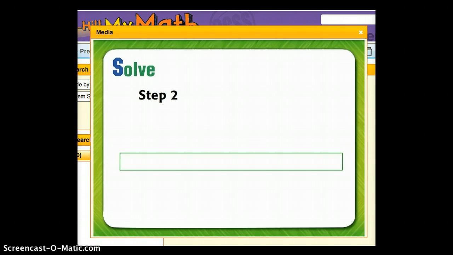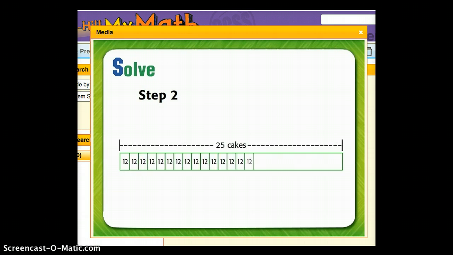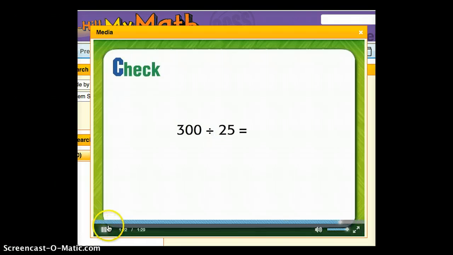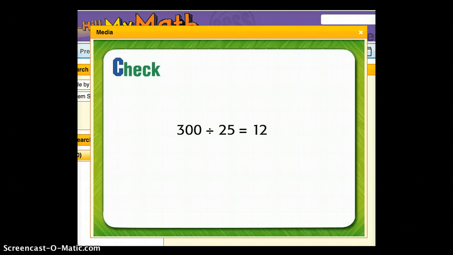Since each cake serves the same number of people, 12, we'll multiply the number of cakes, 25, by 12. 25 times 12 equals 300. Let's check our answer. Since 300 divided by 25 equals 12, and 12 is the amount of people served by 1 cake, the answer is correct.